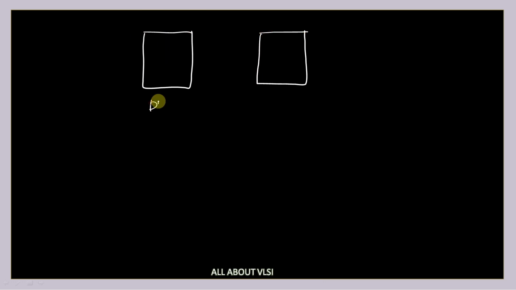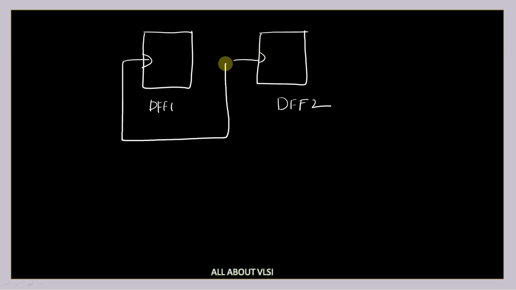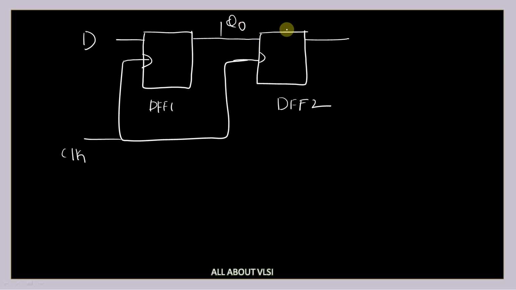Now let us take another scenario. We will try to understand one more scenario. Let's say we have a 2-bit shift register like this. We are going to have 2 D flip-flops. This is DFF1, a D flip-flop, and this is one more D flip-flop, D flip-flop 2. And these are synchronous D flip-flops, so I'm going to provide the same clock to these 2 D flip-flops. Here I'm going to apply D, and the output of this is given to the second D flip-flop, and we are going to get the output here. Now let's say this is Q0 and this is Q1.